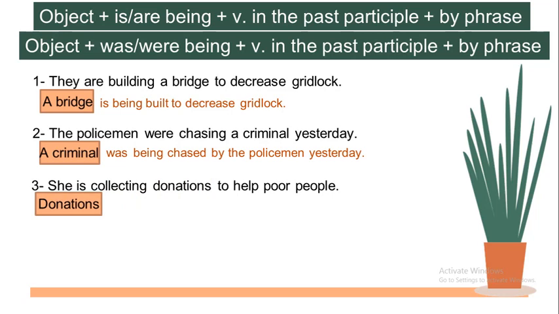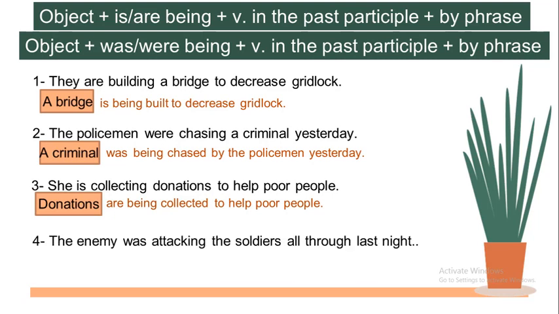Will we use is being or are being with the word donations? Excellent. We'll use are being because donations is plural. And after that comes the past participle of the word collect, which is collected, to help poor people. The last sentence. The enemy was attacking the soldiers all through last night.